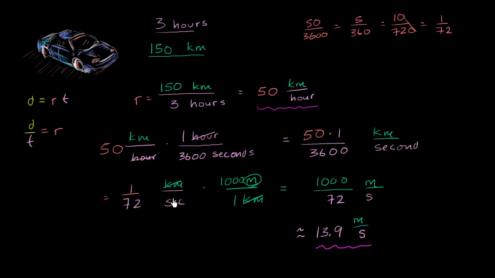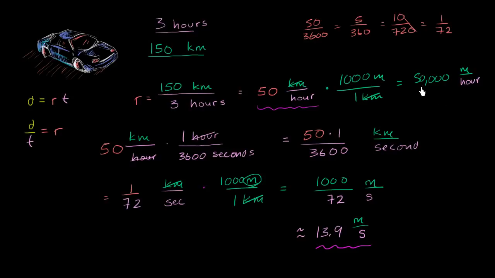And also, if I tried to think about it in terms of meters per hour, that also would be strange. Actually, I encourage you to calculate it. Try to convert this right over here to meters per hour. Then we could use the same thing here. That's going to be 1,000 meters for every 1 kilometer. Kilometers cancel out, and I'm going to be left with 50 times 1,000 is 50,000 meters per hour.